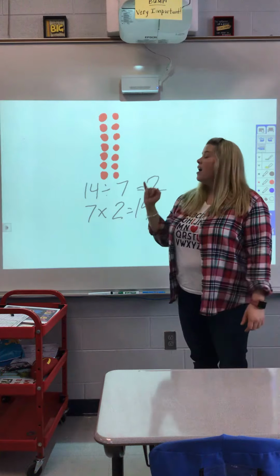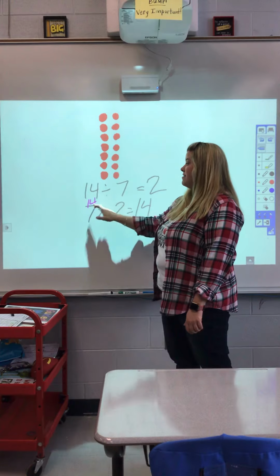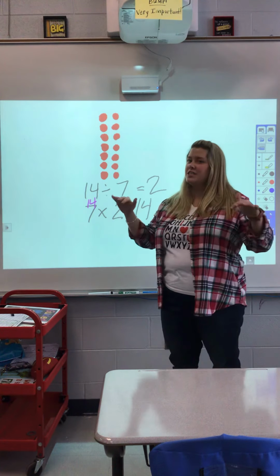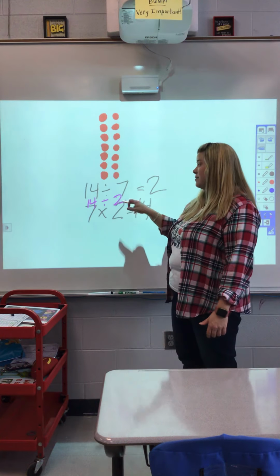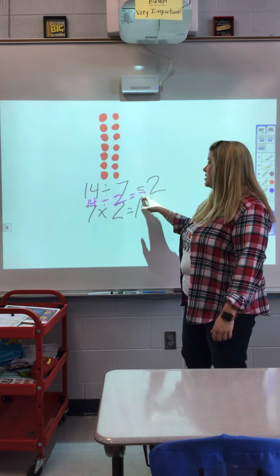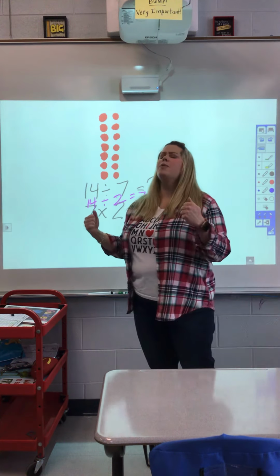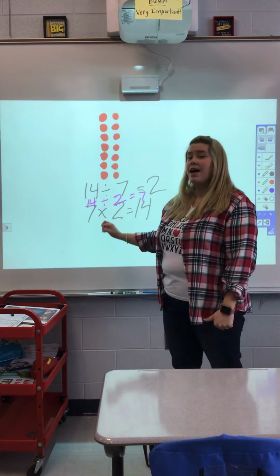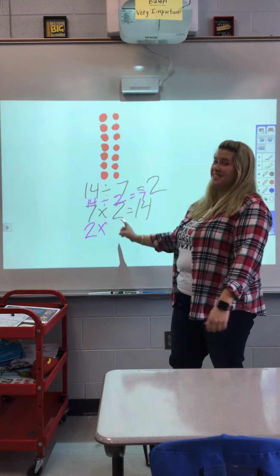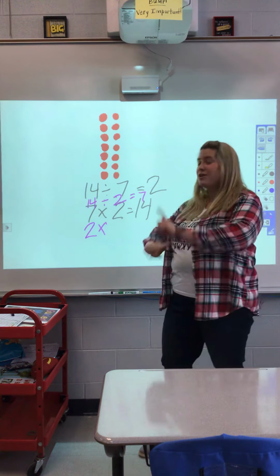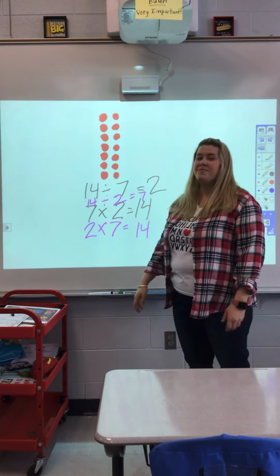All right, here we go. Our other division sentence, we have 14 divided by 7, so my dividend doesn't change. It's gonna be 14. Divided by, my new divisor is gonna be 2, and my quotient then becomes 7. Okay, my multiplication fact, commutative property, turning it around. 7 times 2 equals 14. I'm gonna turn it around and have 2 times 7 equals 14.